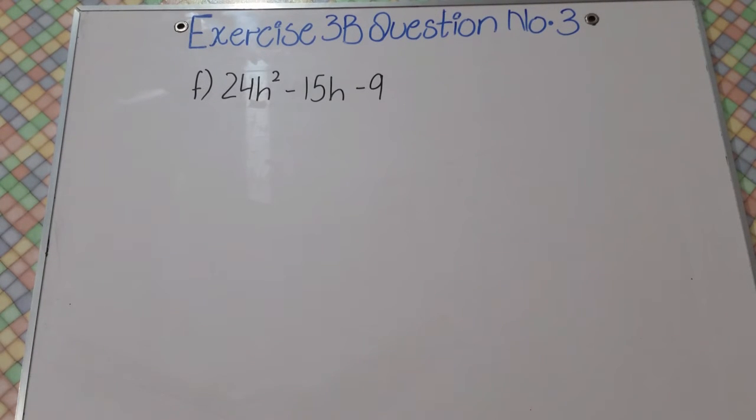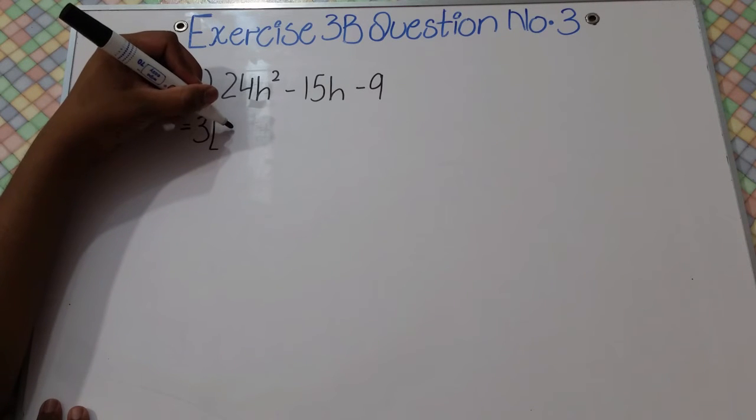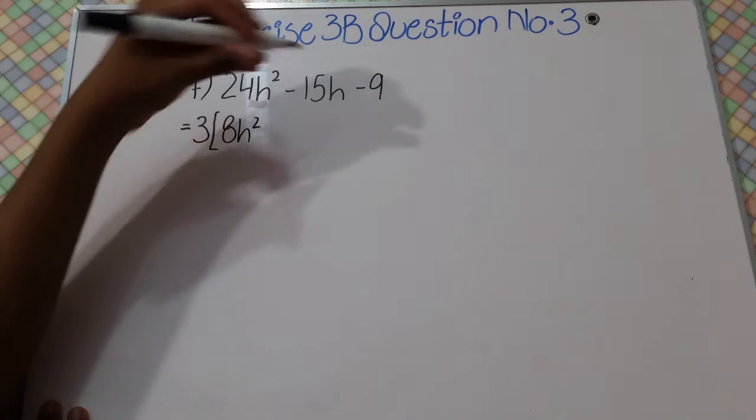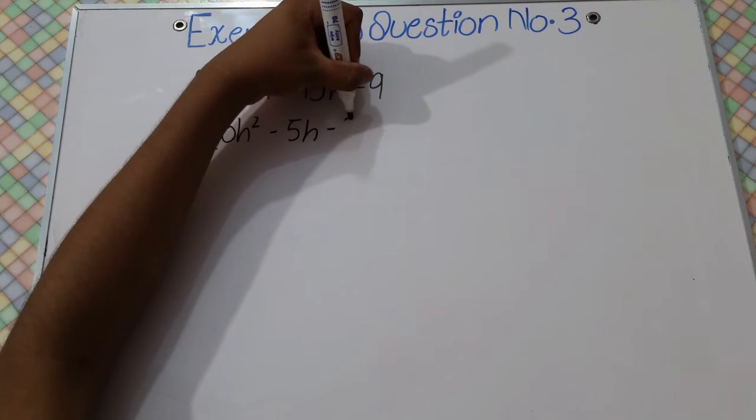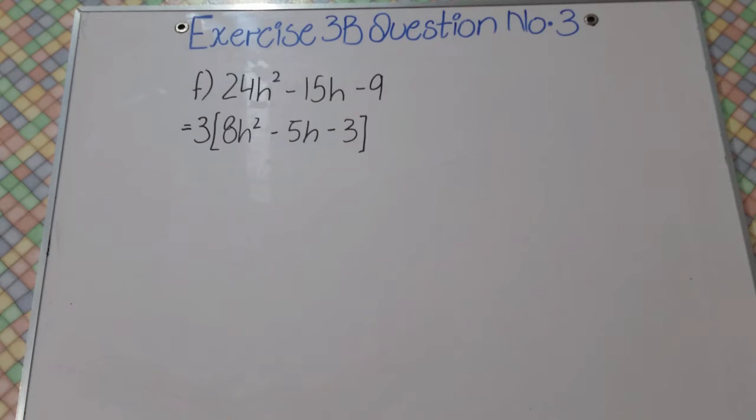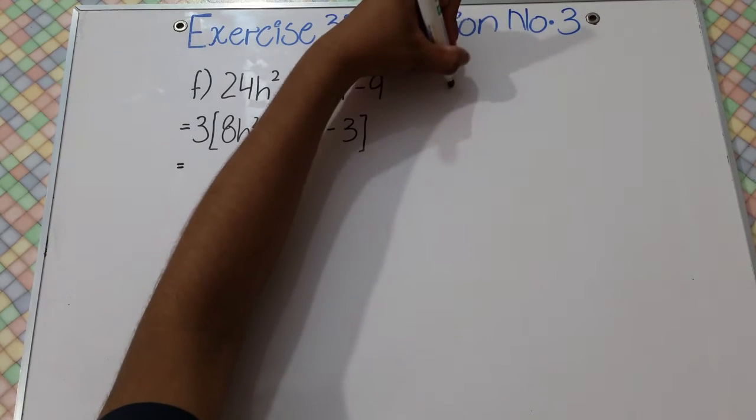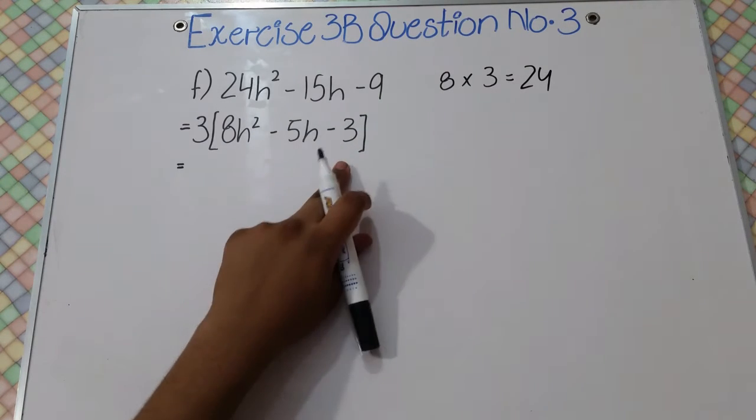So now I have written part F. So over here I'm also going to take the common, and 3 is the common because these numbers come in the table of 3. So 3 divided by 24 would be 8, 8h square, and then 3 divided by 15 would be 5h. 3 divided by 9 would be 3. So I think we have taken out the common. Now the middle term, so 8 multiplied by 3 is 24.